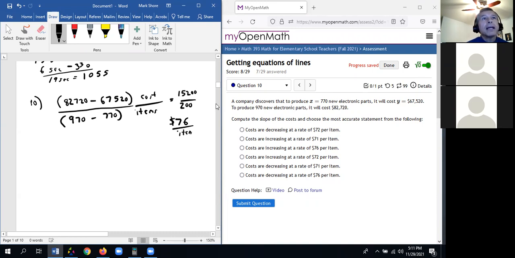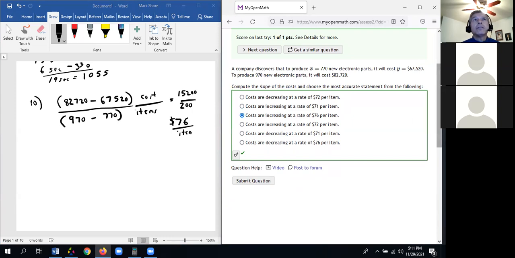So let's see if we got that. It is a positive, so it would be going up. Costs are increasing. Let's see, $76 per item. I believe it's this one right here. Costs are increasing at a rate of $76 per item. That's it, because it's positive. If it would have been negative, it would have been decreasing. All right.